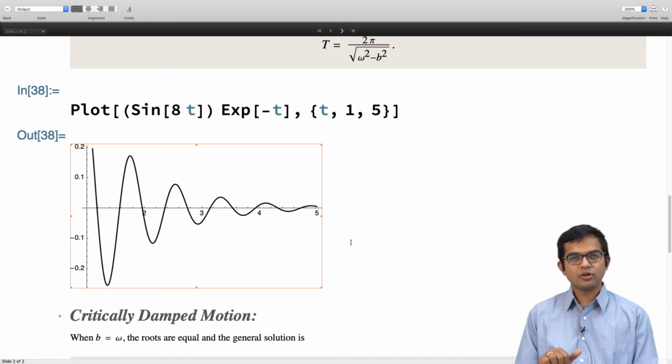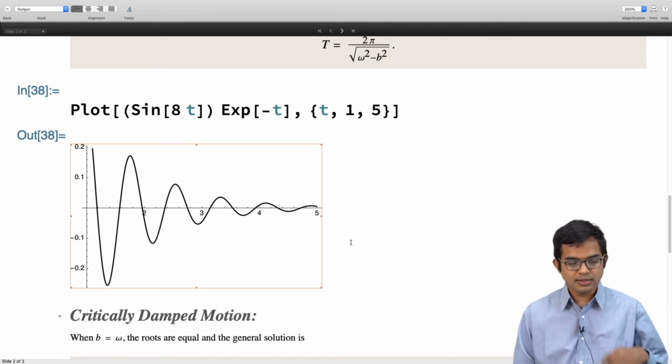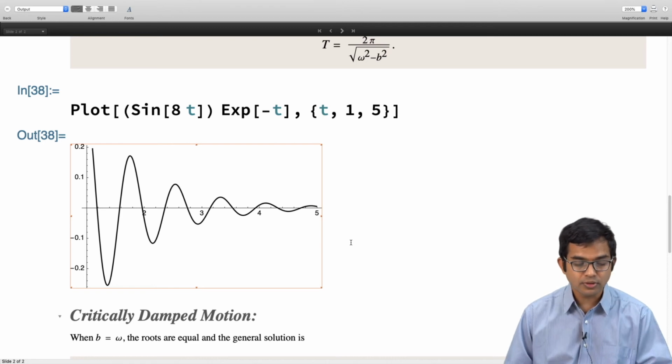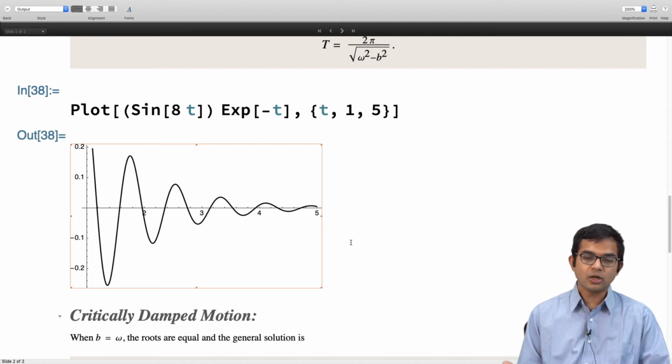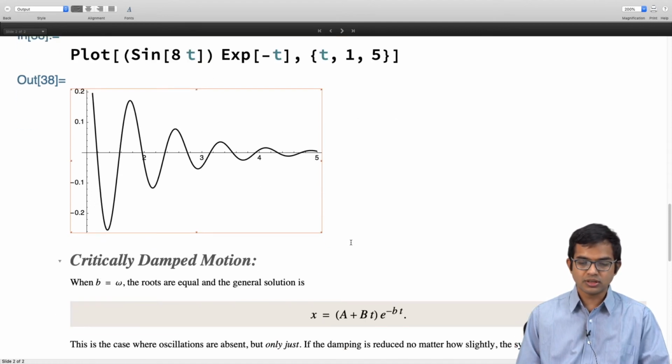If you think about increasing the damping, if you keep on cranking up the damping, there comes a critical value of the damping at which the roots become equal, and so the general solution now is a plus bt times e to the minus bt. So the damping is so large now that oscillations are not possible, right?